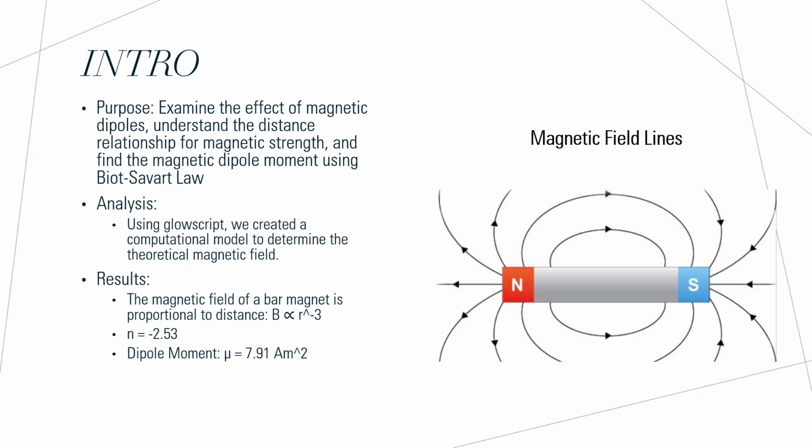We are examining the effect of magnetic dipoles, understanding the distance relationship for magnetic strength, and finding the magnetic dipole moment using the Biot-Savart law. Using GlowScript, we are creating a computational model to determine the theoretical magnetic field. As a result, we can see the magnetic field of a bar magnet is inversely proportional to r cubed, and n shows us about how much it changes as we're moving further away from the bar magnet. And we got our dipole moment to be about 7.91.